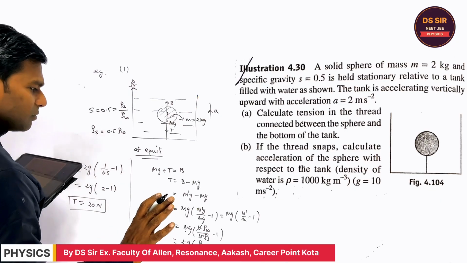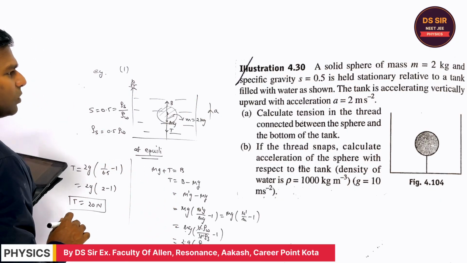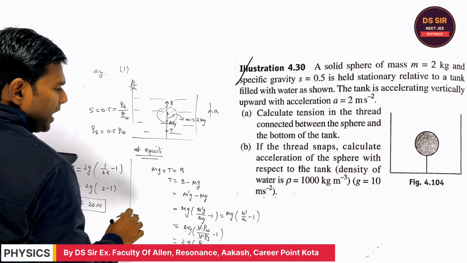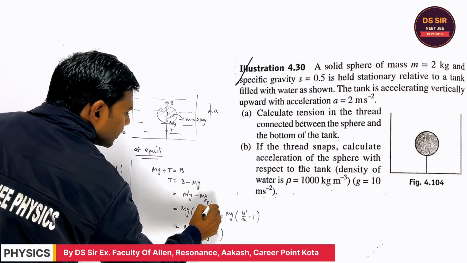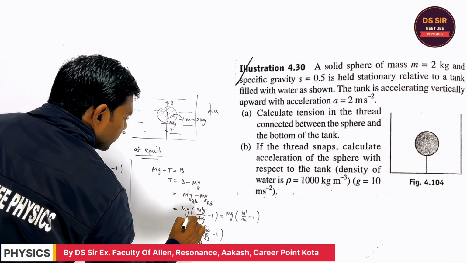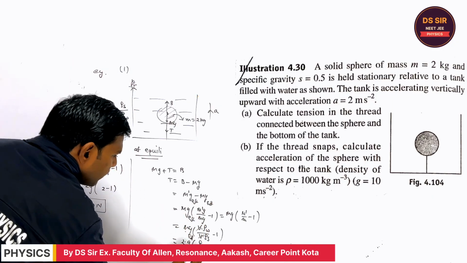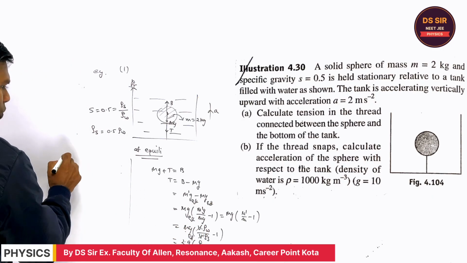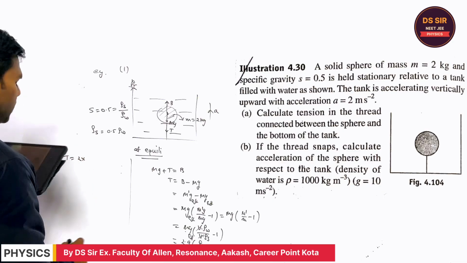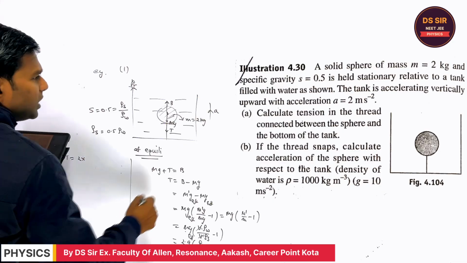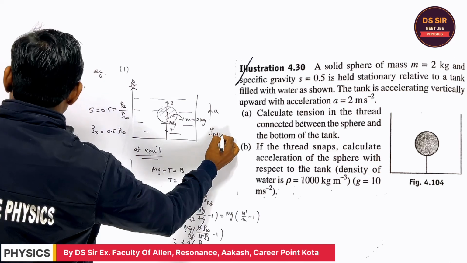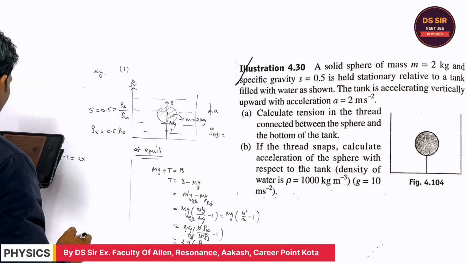Wait for 1 minute, I made a mistake. What is the mistake? I have to take the G effective here. This is the G effective, this is the G effective. So tension is equal to 2 into what is the G effective? The acceleration is 2 meter per second squared, upward or downward? Upward.